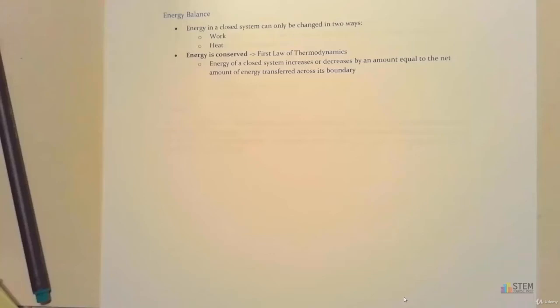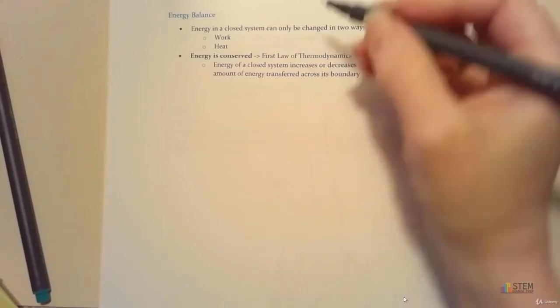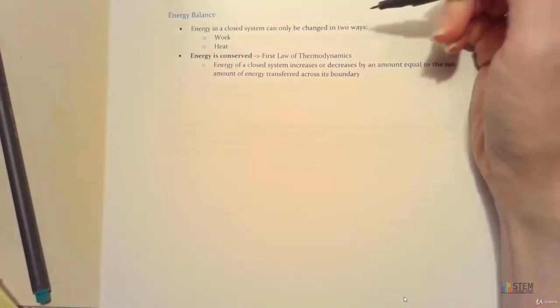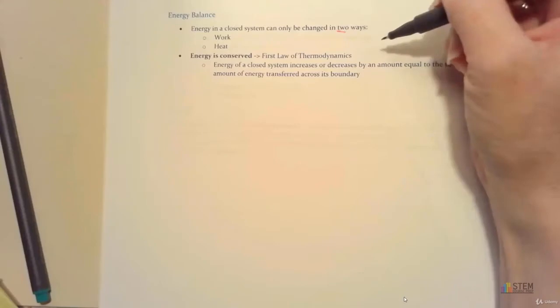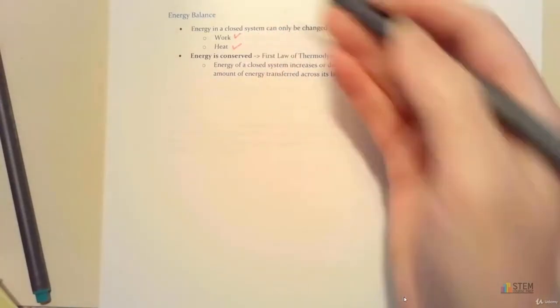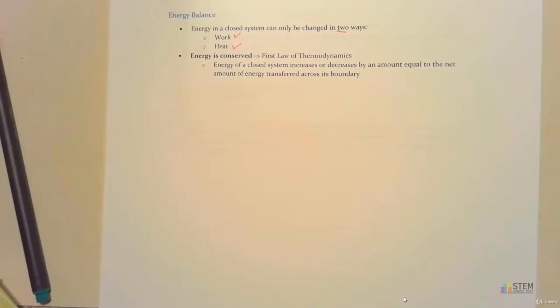So we talked about work, and now we just finished talking about heat transfer. All right, so now let's put it all together. We're going to talk about energy balance now. If we have a closed system, which remember means there is no mass going in or out of our system, our energy of that system can only be changed in two ways. We have work and we have heat. That's all we got. There's no other way to change our energy for a closed system.